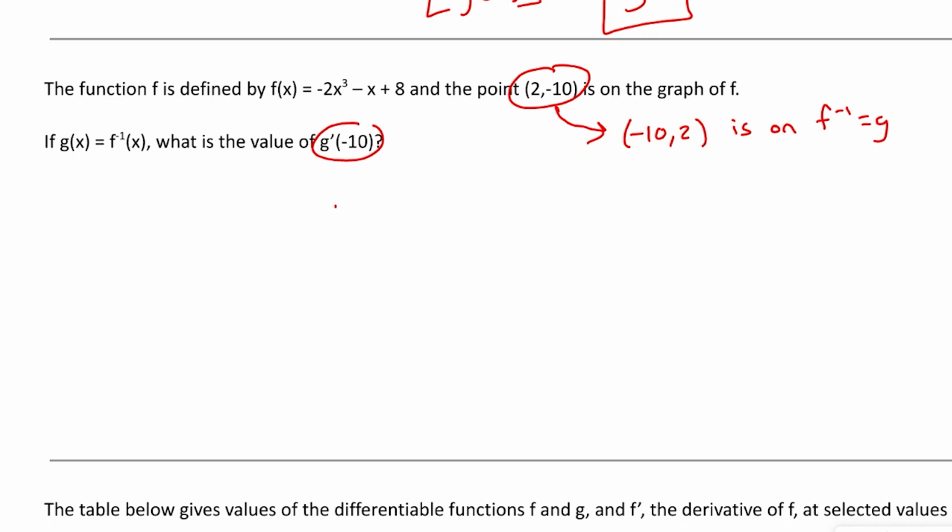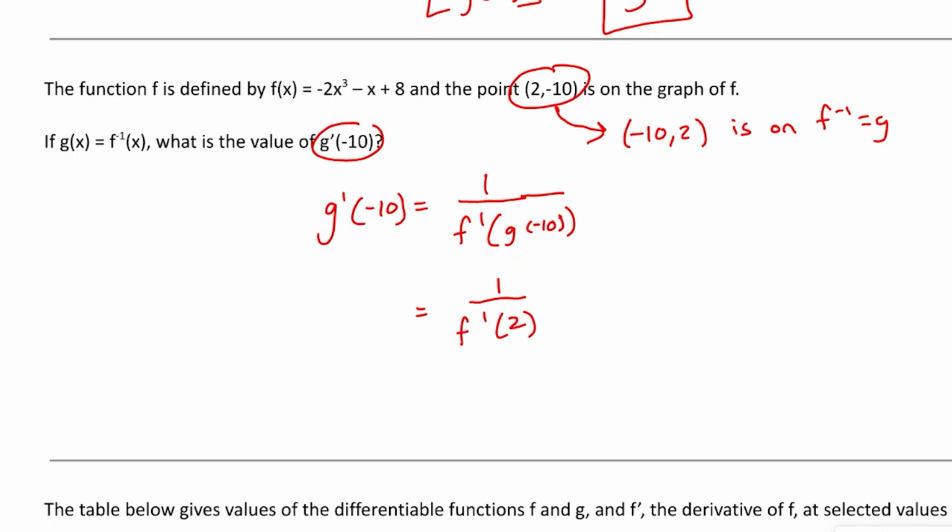So if I want to find the derivative of g at -10, I need to find the derivative of the inverse of f. So we've got 1 over f prime of g of -10. Now what's g of -10? Okay, so this is going to be 1 over f prime of 2. And so now we'll need to find f prime so that we can evaluate f prime of 2, and then we'll have our answer.